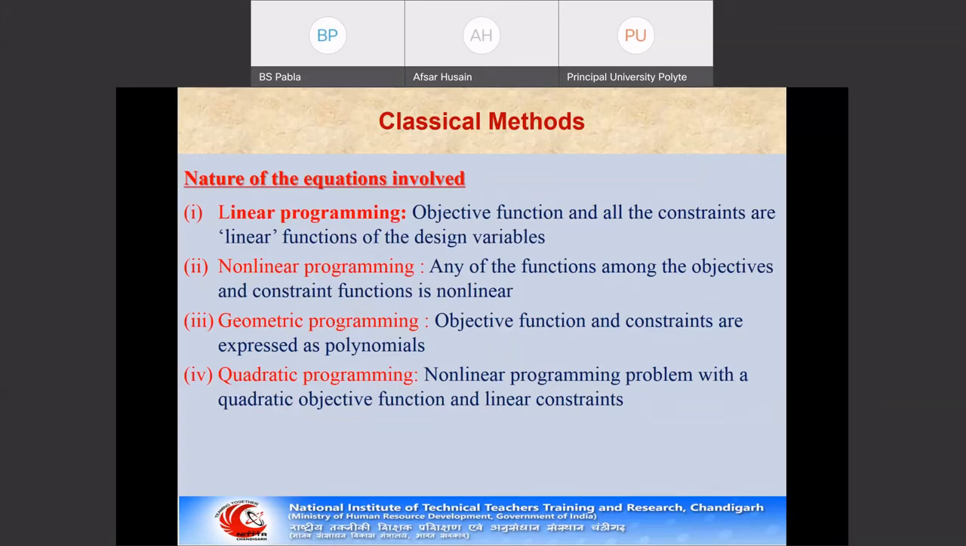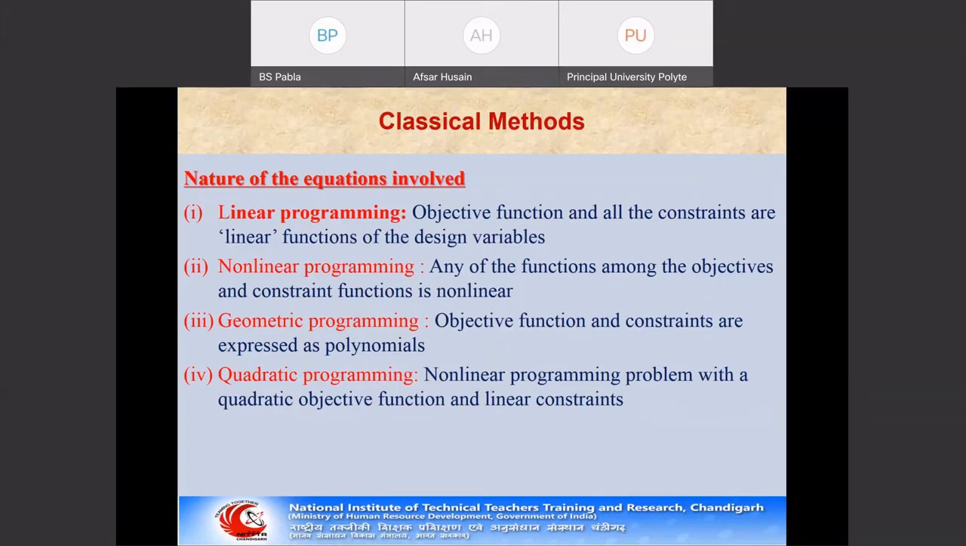Non-linear programming is when any of the functions, either in the objective function or in the constraints, is non-linear. Even when you have x1 into x2 or x2 into xn, that becomes a non-linear problem.